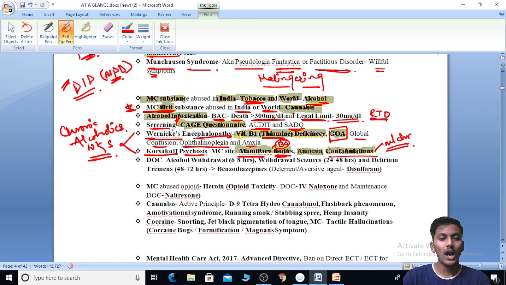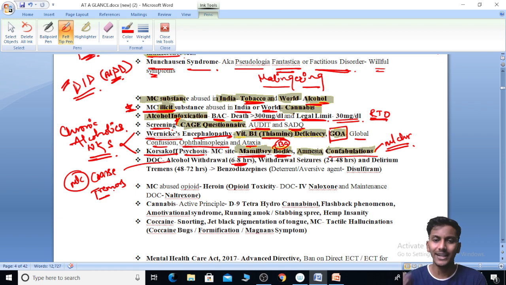So let's see. After 6 to 8 hours of alcohol withdrawal, what can be seen? There would be symptoms like nausea, vomiting, anxiety, hypertension, dilatation of pupils, that is mydriasis, and the most common one would be withdrawal tremors. Most common are coarse tremors. So please remember, after 6 to 8 hours of alcohol withdrawal the patient starts experiencing some somatic symptoms, and the most common somatic symptom is coarse tremors. The patient experiences coarse tremors after 6 to 8 hours of last alcohol intake.